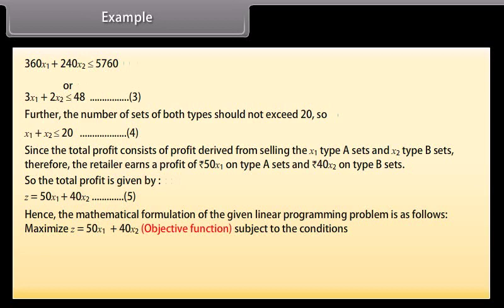Maximize Z equals 50 x1 plus 40 x2, subject to the conditions 3x1 plus 2x2 is smaller than or equal to 48, x1 plus x2 is smaller than or equal to 20, x1 is greater than or equal to 0, x2 is greater than or equal to 0.